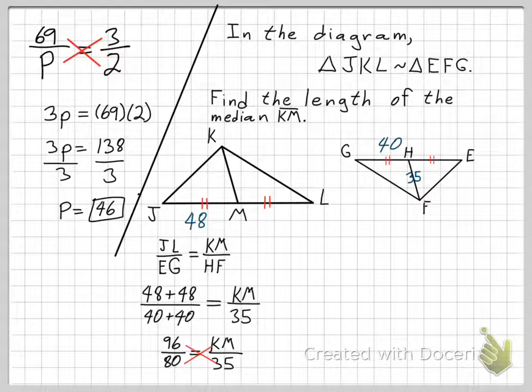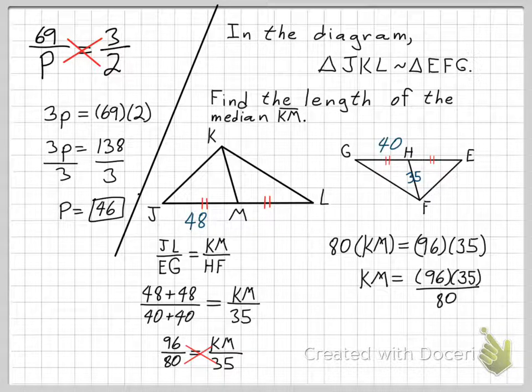And then you cross multiply to solve for KM, and you get 80 times KM is equal to 96 times 35 after you cross multiply. So KM must be equal to 96 times 35 divided by 80. And then if you just do that calculation, you get that KM is equal to 42. So this must be 42 units long. Okay, so that's the end of the notes.